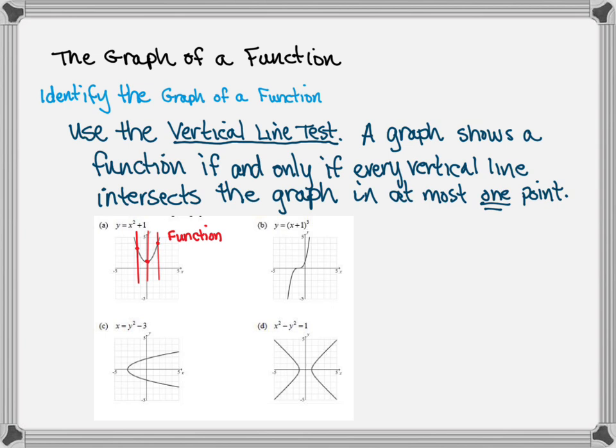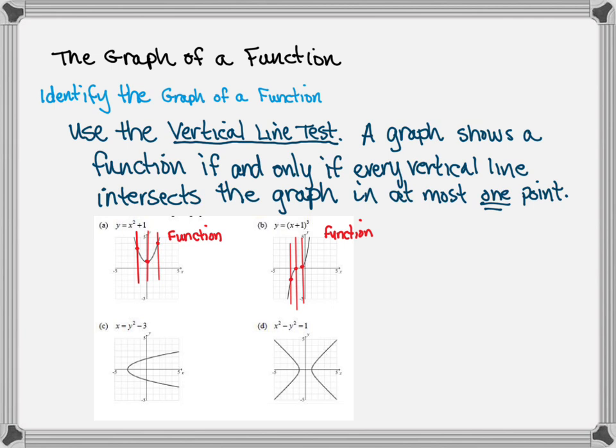Let's look at graph B, y equals (x plus 1) cubed. I can draw a vertical line here, and it intersects at one point. I can draw a vertical line here, and it intersects at one point. I can draw a vertical line here, and it intersects at one point. No matter where I draw a vertical line on this graph, it also only intersects at one point. So this graph is also a function.